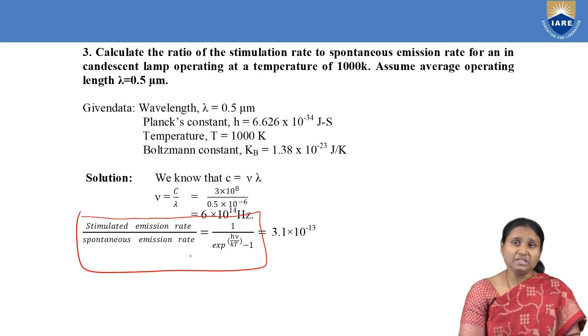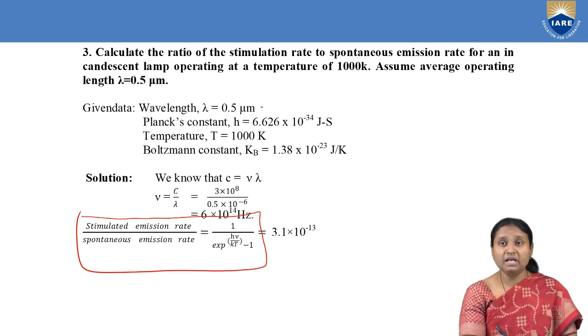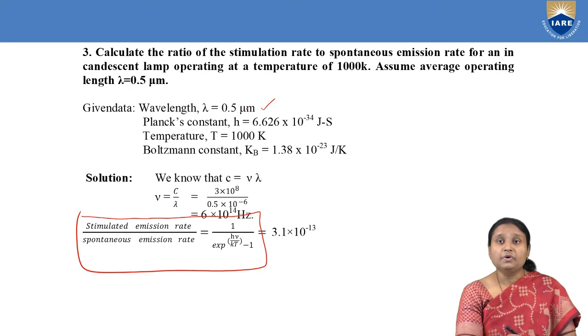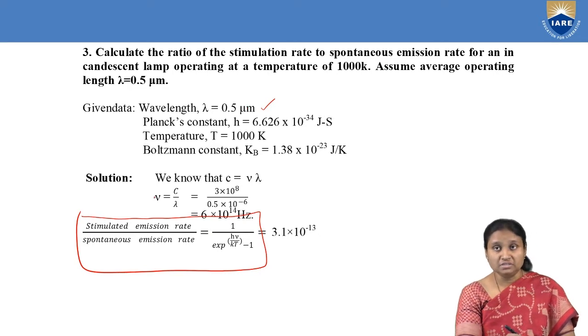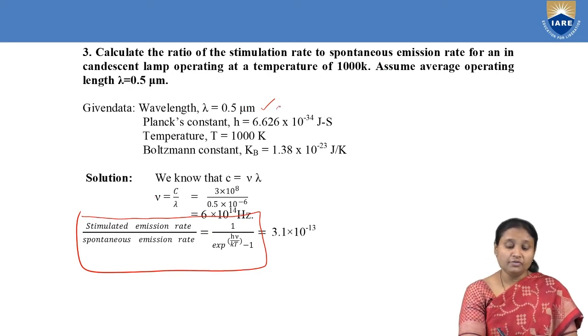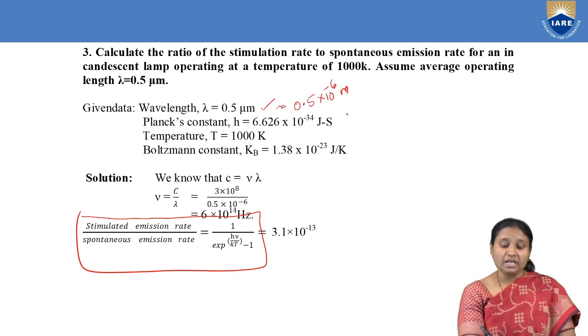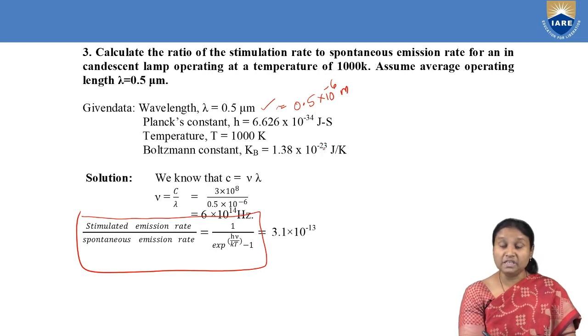And what are the parameters given here? Of course, we were given the value of lambda, which is 0.5 micrometer. Micro means, if you want to convert it into meters, it will become 0.5 into 10 to the power of minus 6 meters. h value is given, temperature is given as 1000 kelvins, and the value of the Boltzmann constant is 1.38 into 10 power of minus 23 joule per Kelvin.